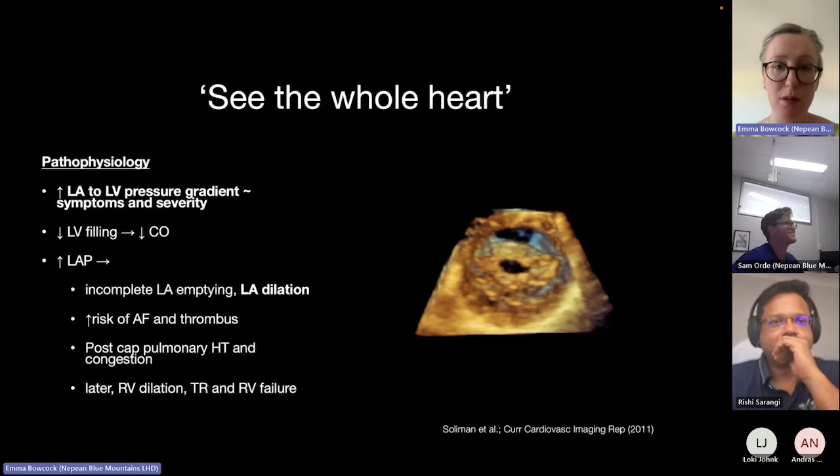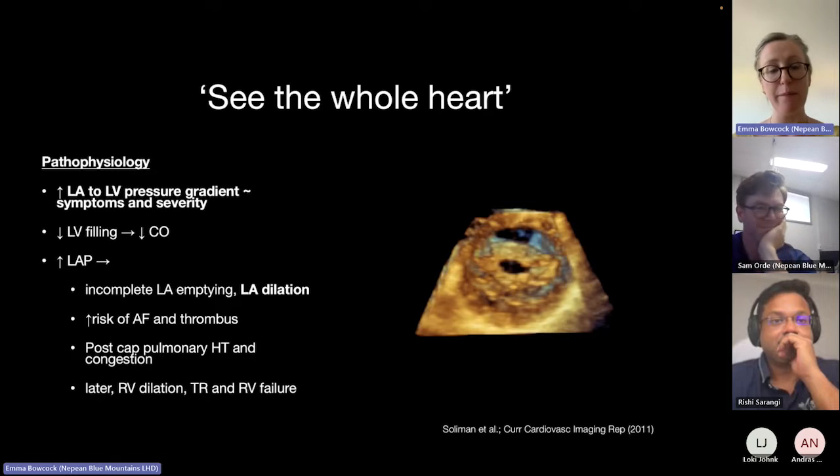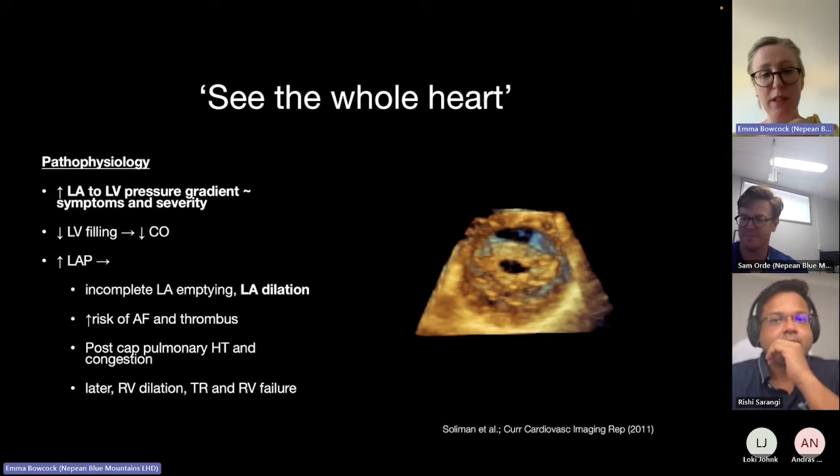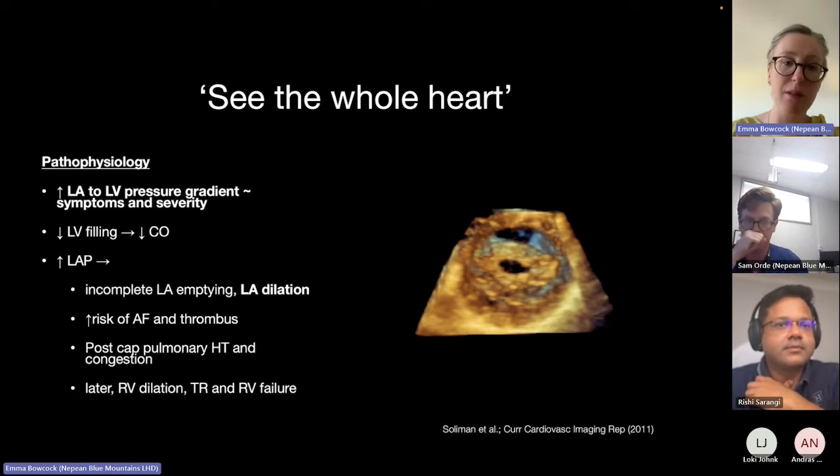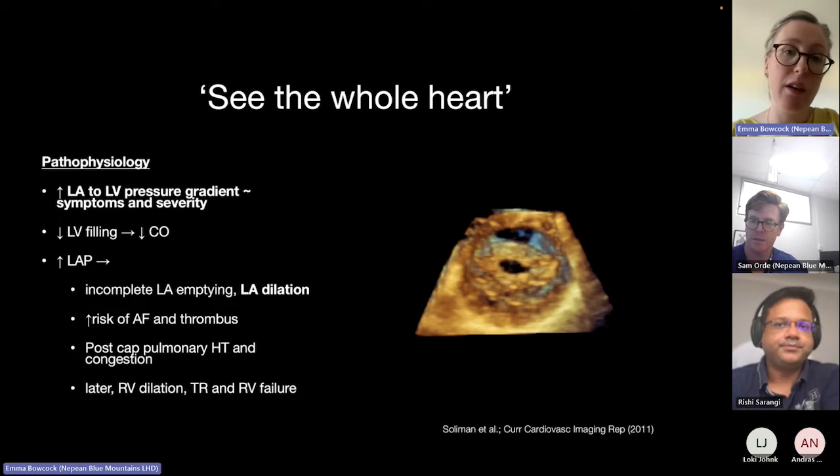And that gradient is super important. The higher that is, the more symptoms the patient's going to have, and the more severe the mitral valve stenosis is. Of course, when you have that increased gradient, you have less time for filling, and you might develop symptoms because you've got reduced cardiac output, and then eventually develop left atrial pressure increase, and that will give you symptoms of congestion and things as well.